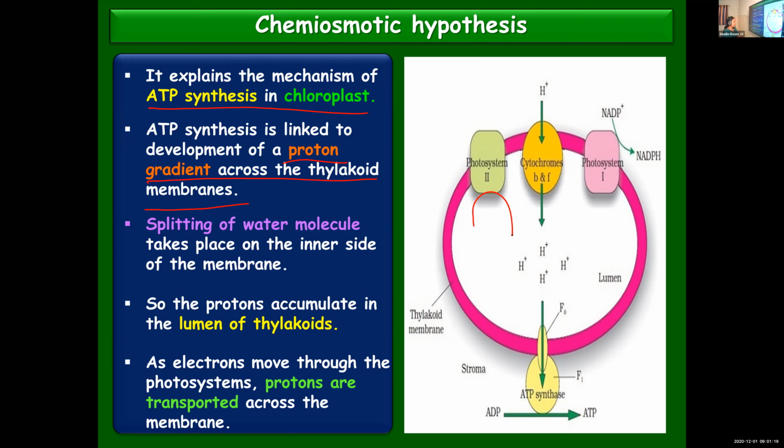Now the next method, as electrons move through the photosystem. You know that in the Z scheme, or non-cyclic photophosphorylation, the electrons move from photosystem 2 to an electron acceptor, then the electron transport chain, then to photosystem 1, from there to another electron acceptor, and from there to NADP, making it reduced. So that is the Z scheme.